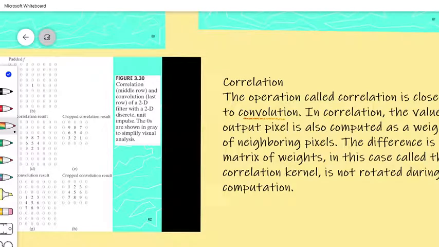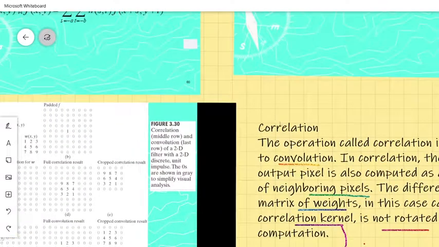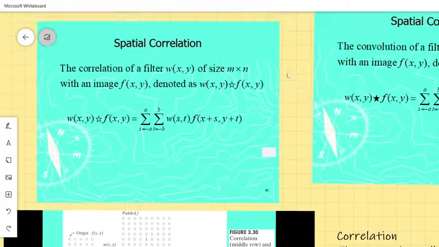Correlation is also the value of an output pixel computed as a weighted sum of neighboring pixels. Same definition. The only difference is the matrix of weights, the W. In correlation, the kernel W is not rotated during the computation, whereas in convolution, we can rotate.